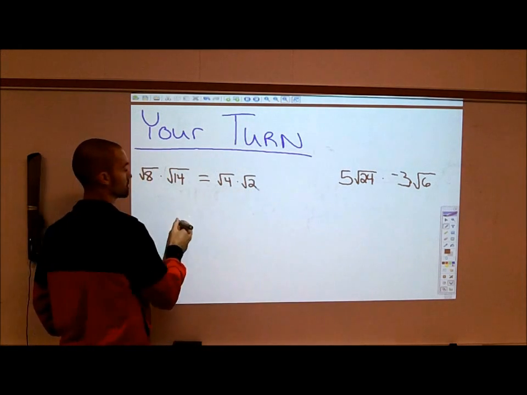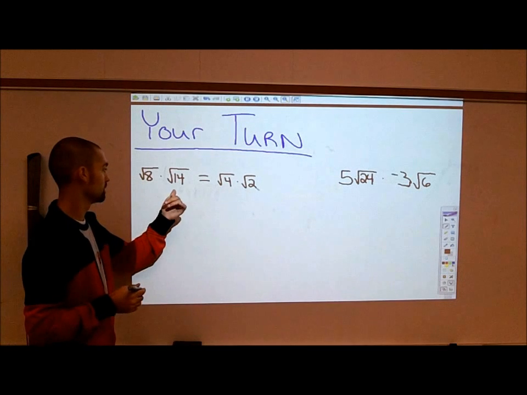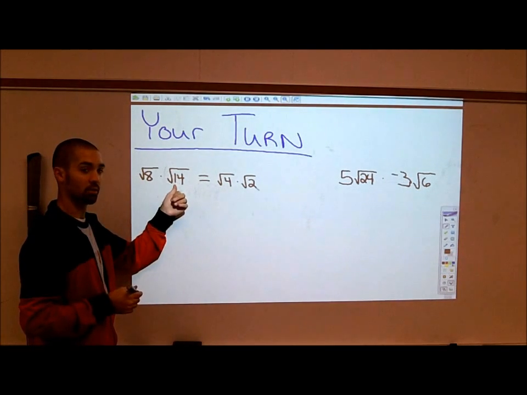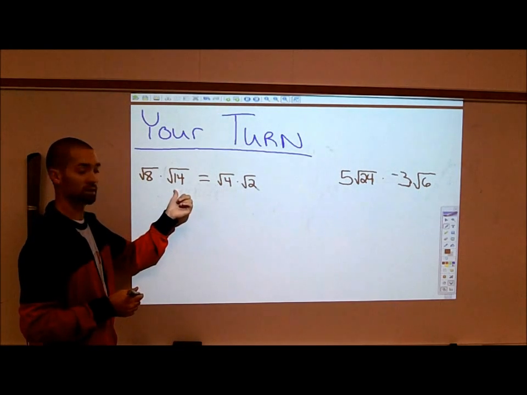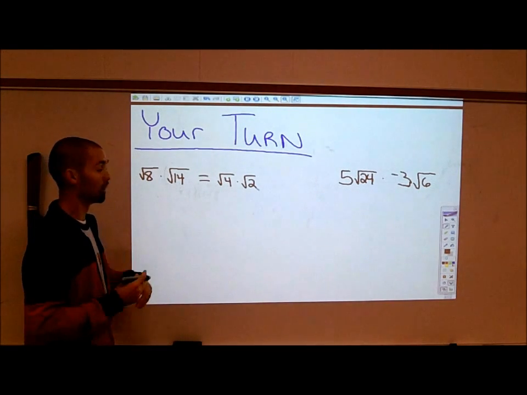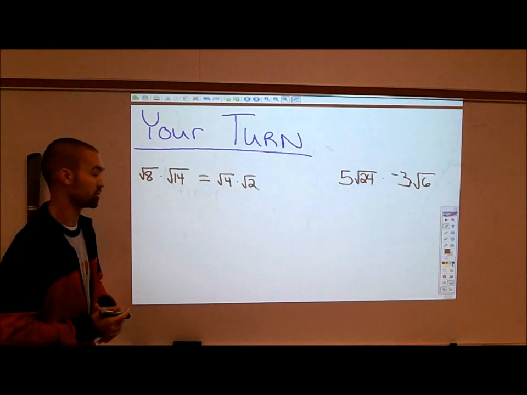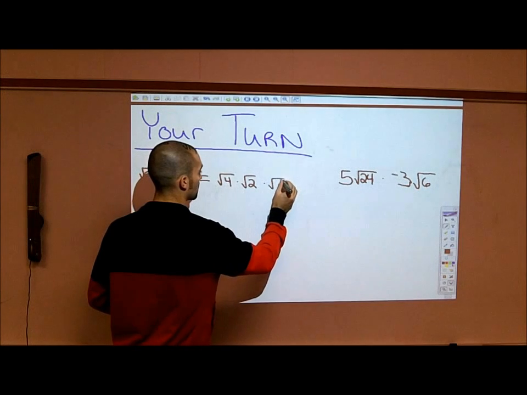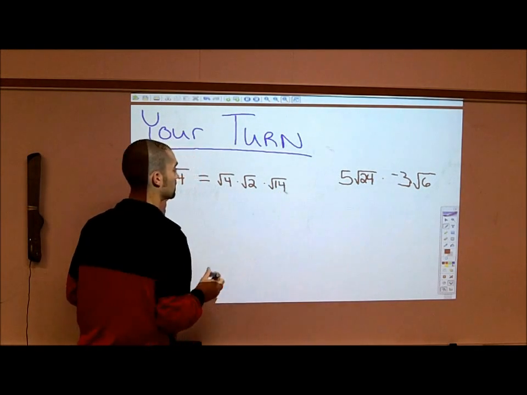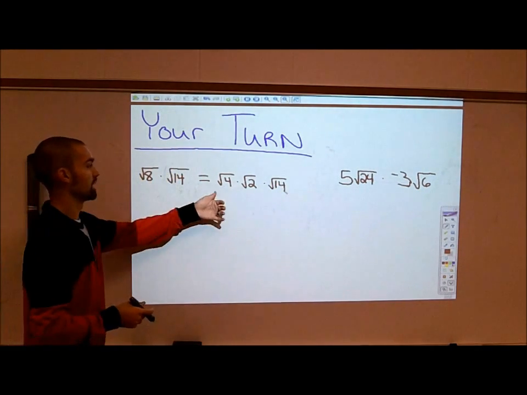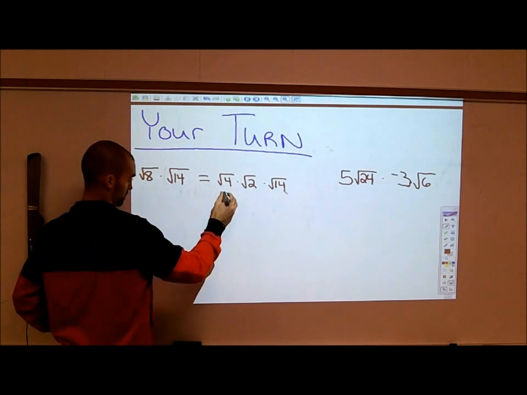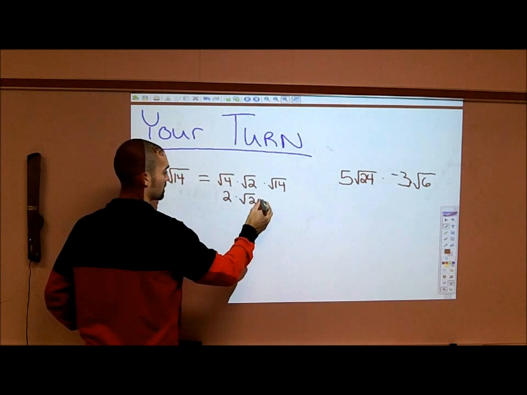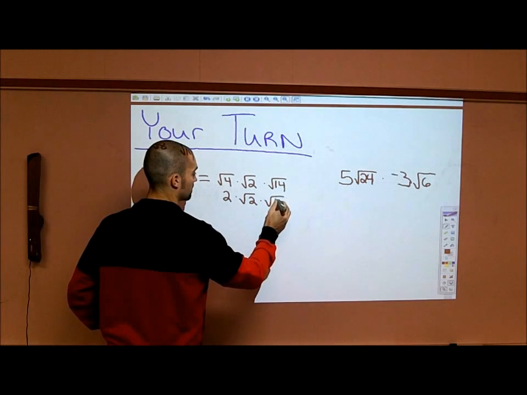And I still have this square root of 14. So let's see if we can break this down. Well, 14 isn't a perfect square. 9 doesn't go into it. 4 doesn't go into it. 1 does go into it, but that still doesn't help our situation. So it stays the square root of 14. Well, I take the square root of 4. You bet, it's 2. And I have 2 times the square root of 2 times the square root of 14.